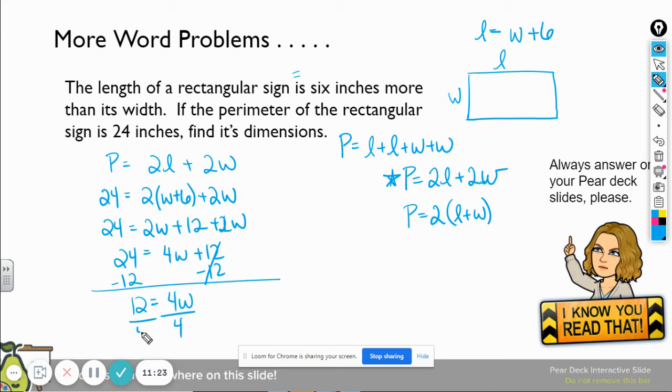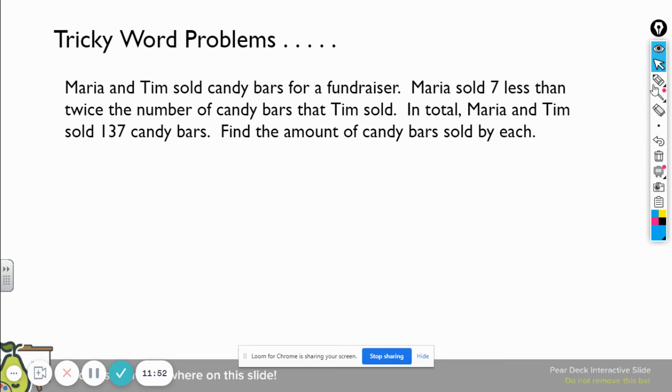Divide by the 4, divide by the 4. W is equal to 3. Okay, so now that I know what the width is, I can use this information to find the length. So the width is 3 inches and the length is 9 inches. Okay, that is how you do that one. Let's go to the next one.